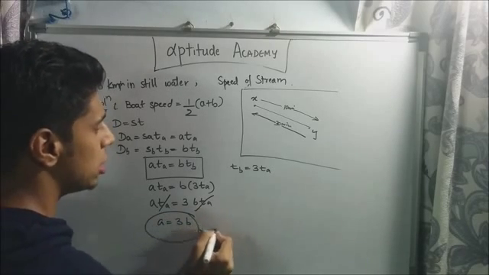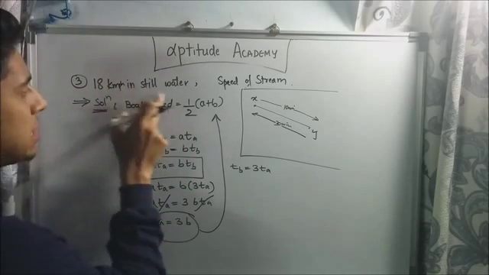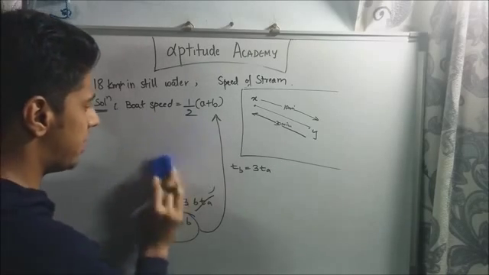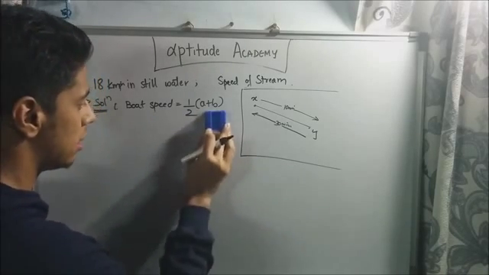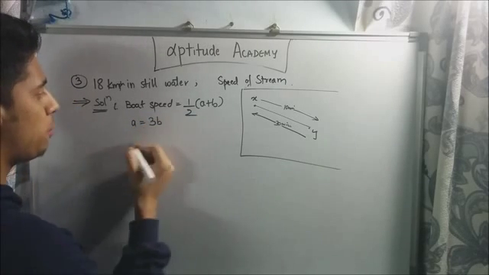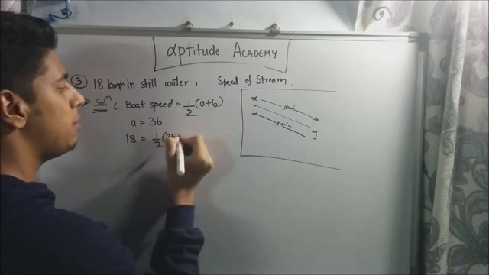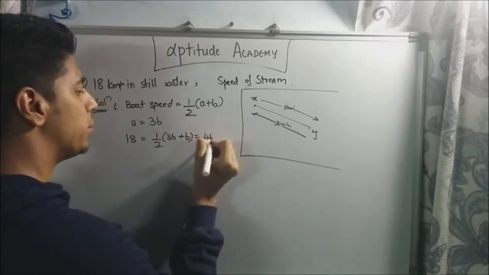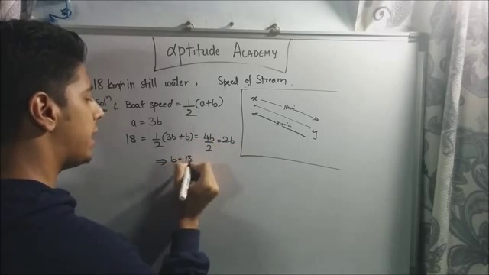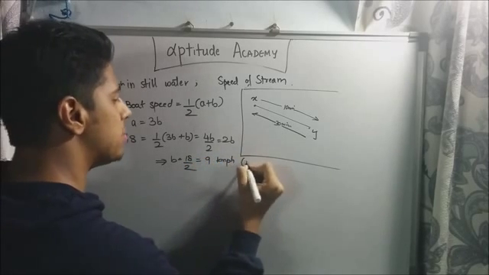Now this you will substitute in this equation. We already know boat speed is 18 kilometers per hour, right? So now A is equal to 3B. Now, if you put it in here, 18 is equal to half of, what is A? 3B, 3B plus B. So 4B by 2, or 2B, implies B is equal to 18 by 2. That is 9 kilometers per hour. This is your upstream speed.